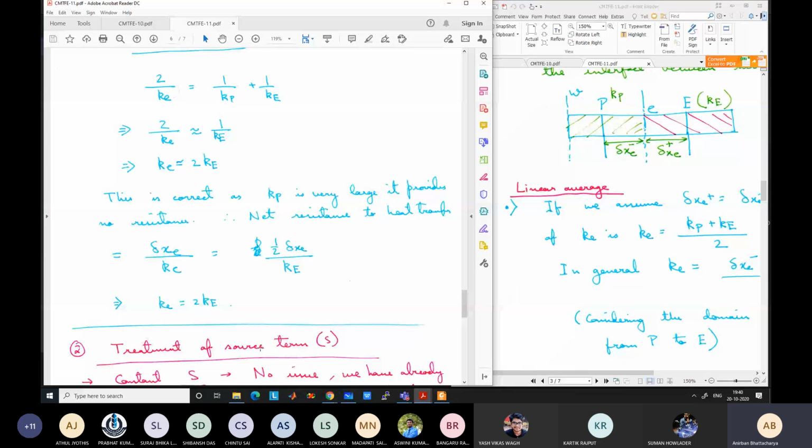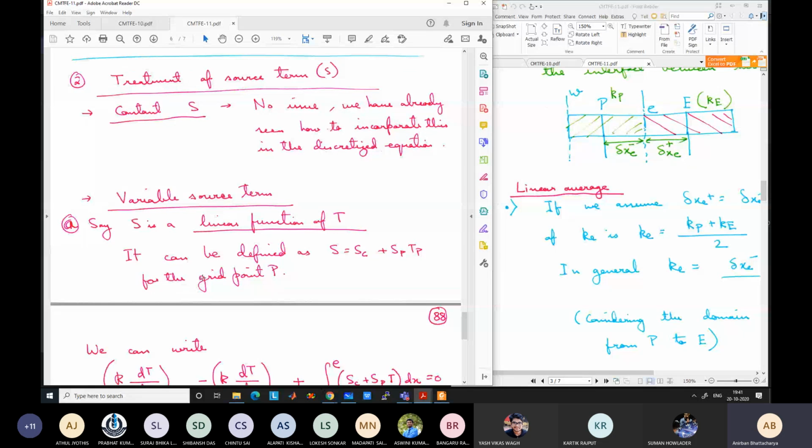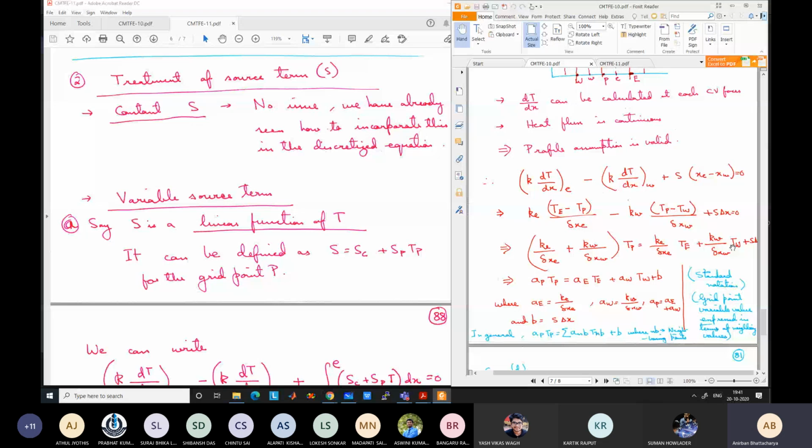No, sir. Okay, so we have only a little bit of material left for today. We'll finish it quickly. Second is the treatment of the source term, which we'll continue to discuss in the next class also. If there is a constant source term, there is no issue, as we have seen already. After integration it becomes s into delta x and comes out as coefficient b, which is independent of the temperature.